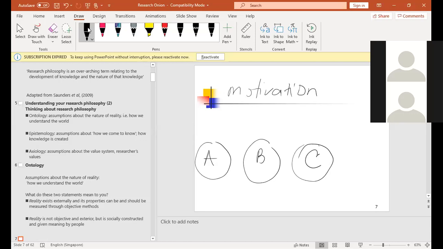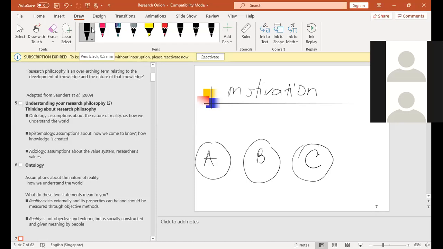Maslow's theories. Excellent. Very good. Maslow's hierarchy of needs. You have Herzberg's two-factor theory. Then you have Vroom's expectancy theory. So you have various theories, correct? Right? Now, when you use these theories to explain this situation, you come up with various motivators.